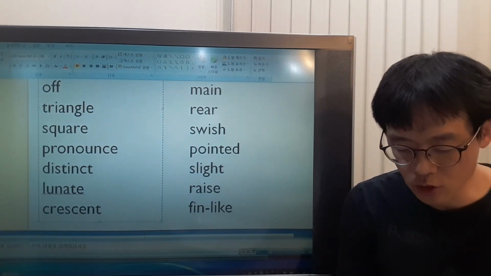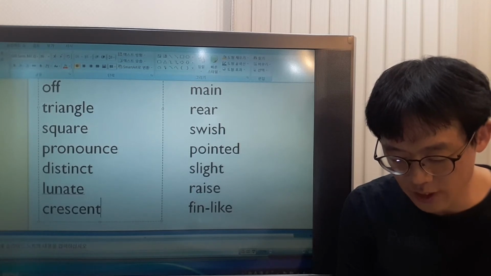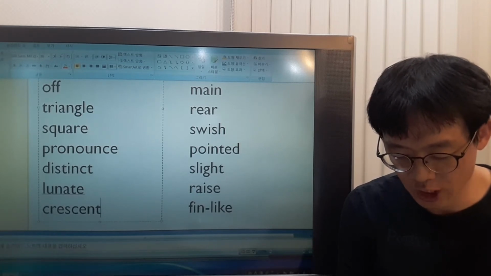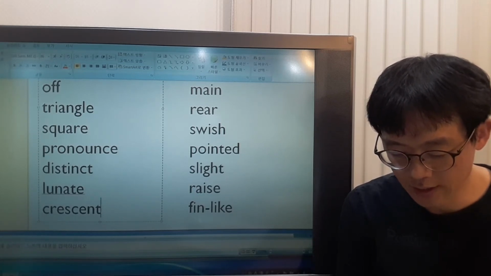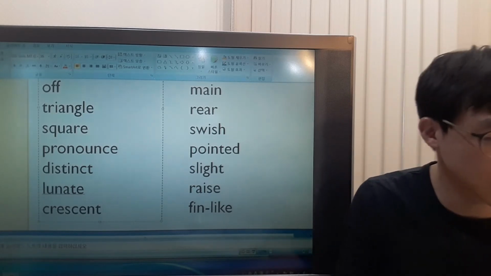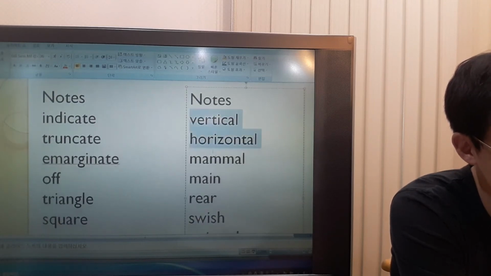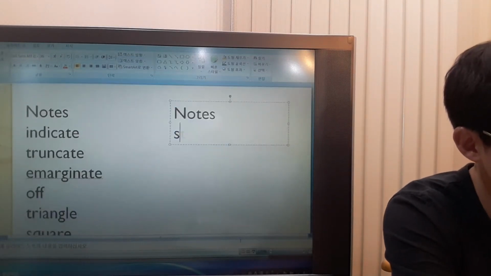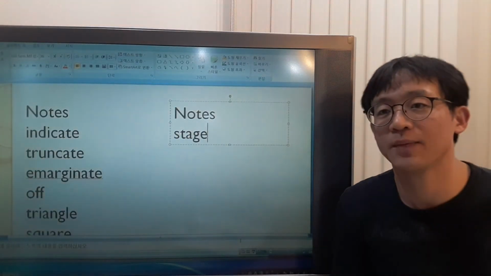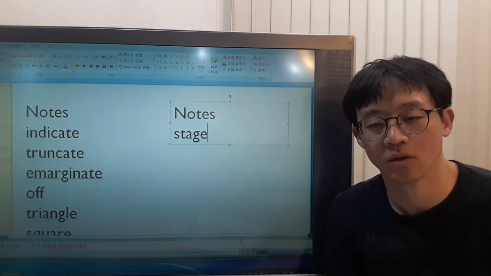Lunate caudal fin. It's also forked, means it looks like a fork, but the forks are thinner, and its shape is like the moon in its crescent stage. You understand? What is stage here? Stage. Stage is a part of a process or an activity or a period.